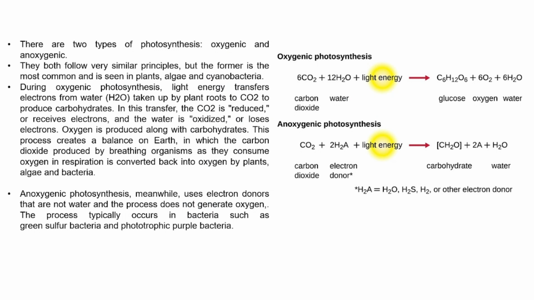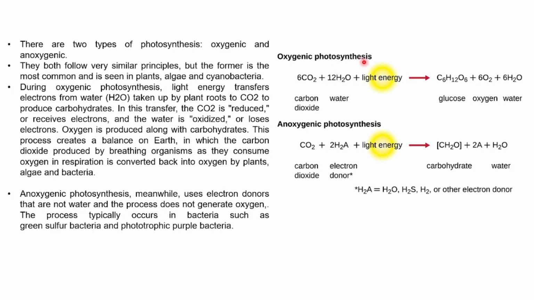So there are two types of photosynthesis, oxygenic and anoxygenic, and the names are pretty much self-explanatory. They both follow very similar principles, but the former is the most common and is seen in plants, algae and cyanobacteria. These are the equations for oxygenic and anoxygenic photosynthesis, as you can see from the slide. During oxygenic photosynthesis, light energy comes in and is transferred.